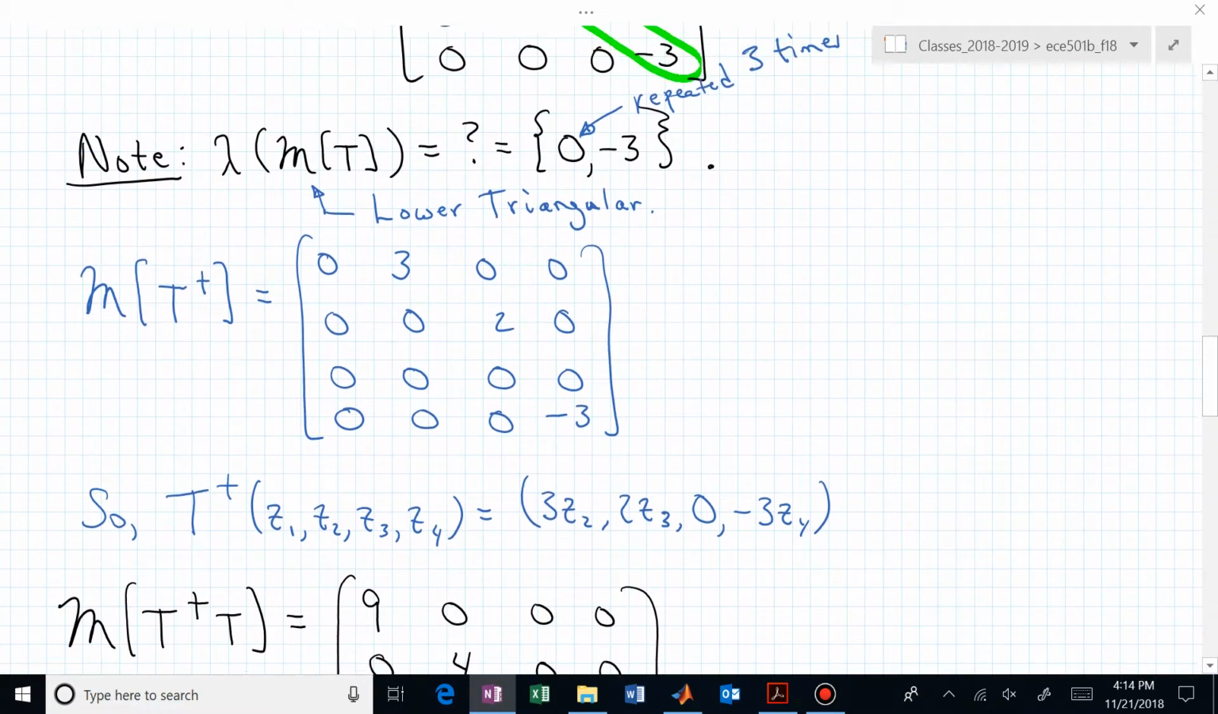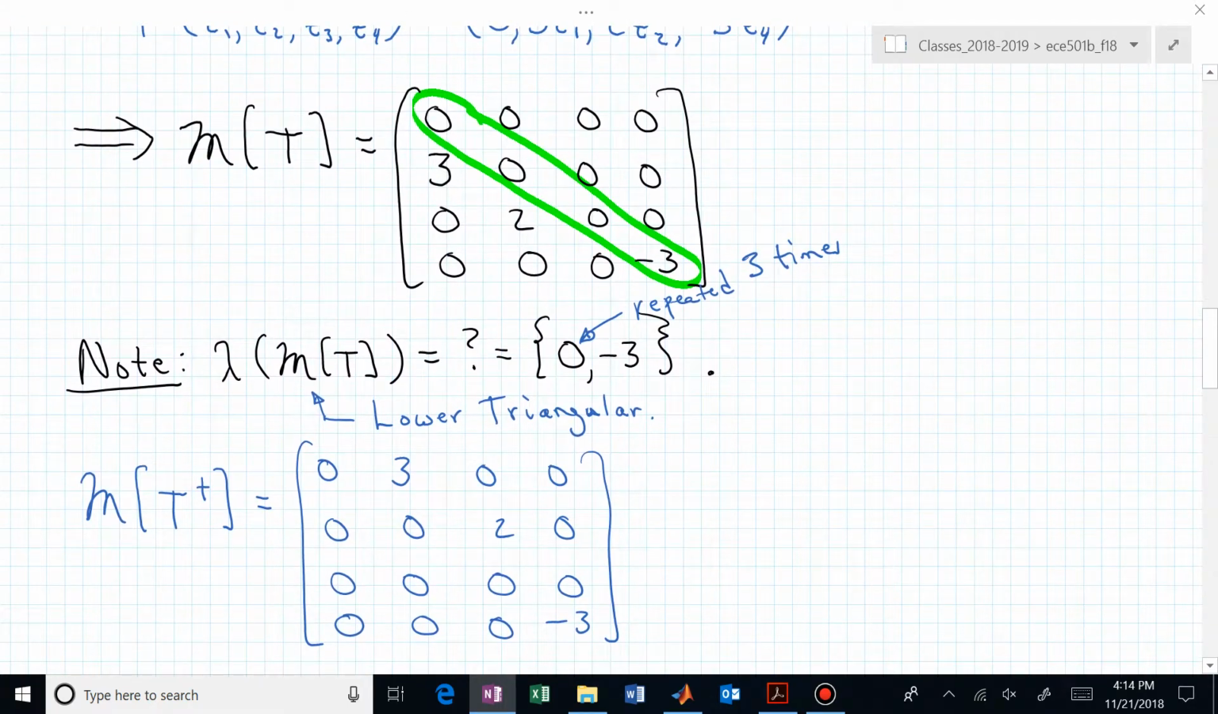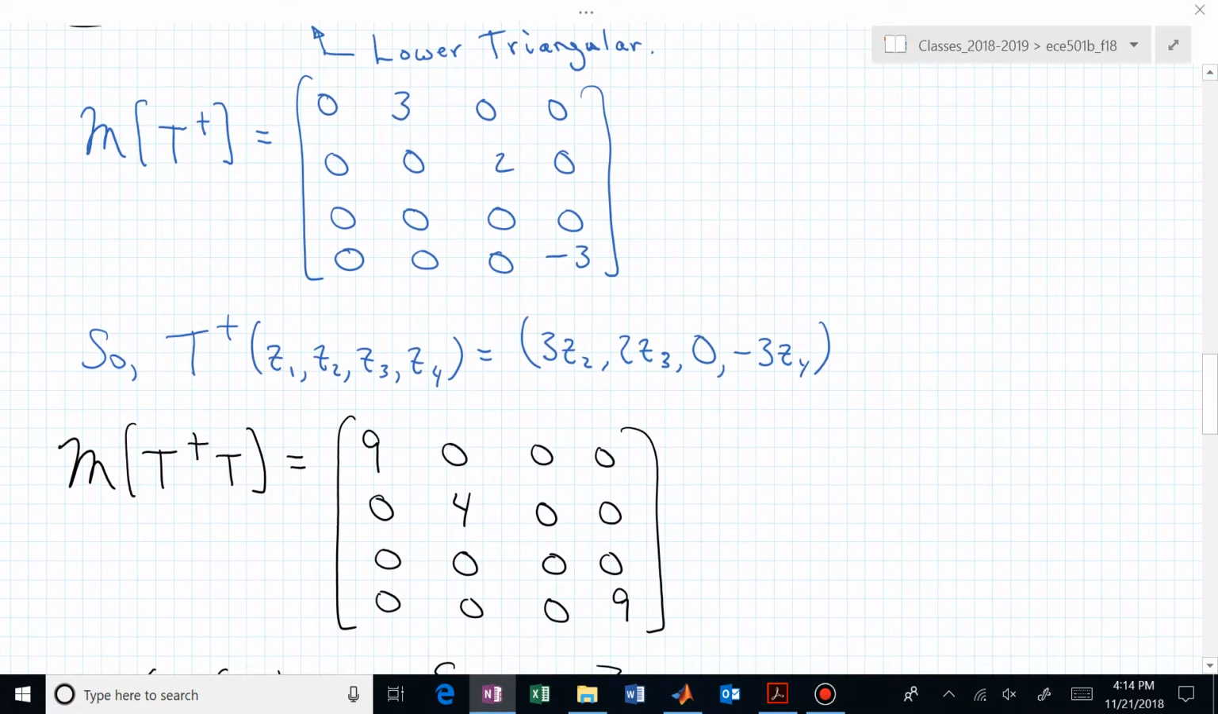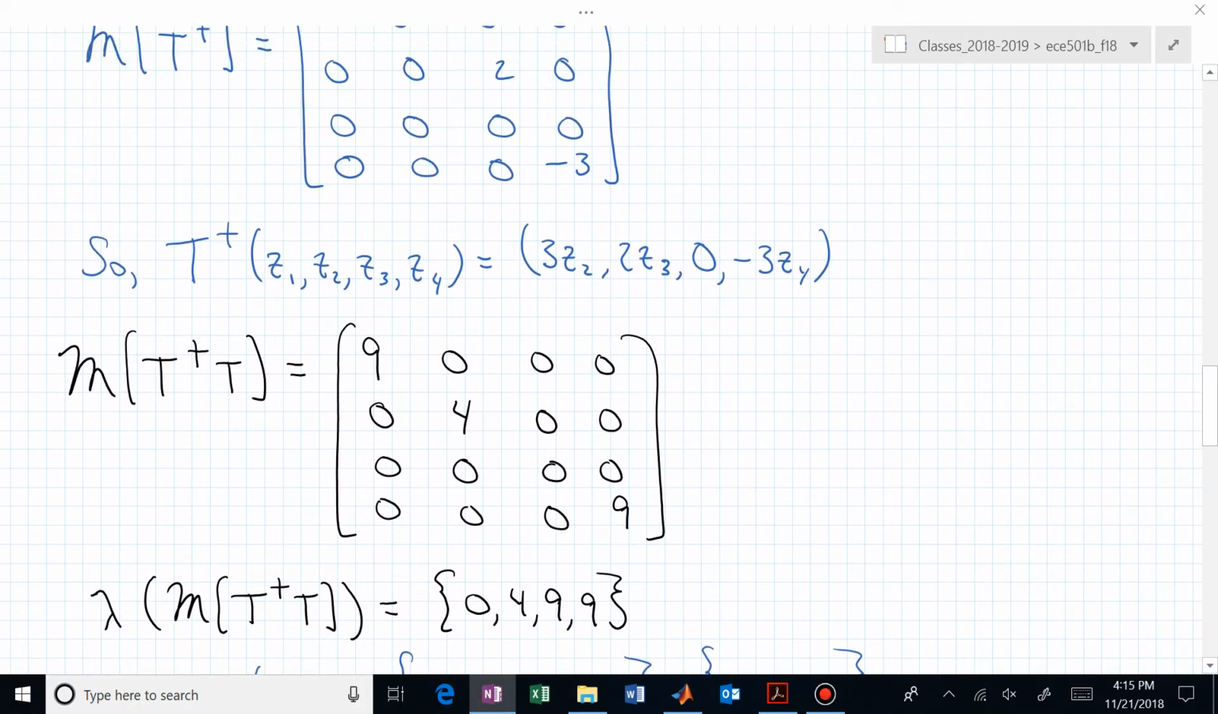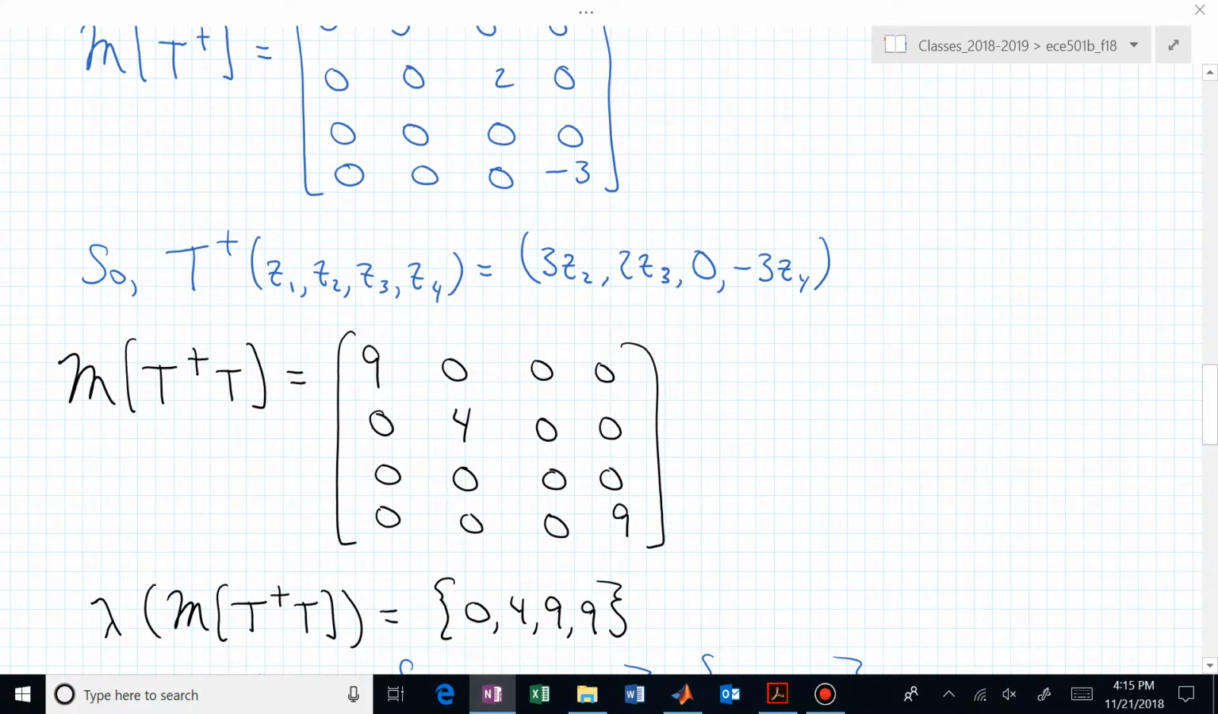And finally, if we look at the fourth row of T dagger T, we simply take the fourth row of T and scale it by -3. We then have -3 times -3 in the 4, 4 entry and 0 everywhere else. And this now gives us our matrix representation of T dagger T. We can find the eigenvalues of this very easily because this is a diagonal matrix. We have an eigenvalue of 0, an eigenvalue of 4, and 2 eigenvalues at 9.